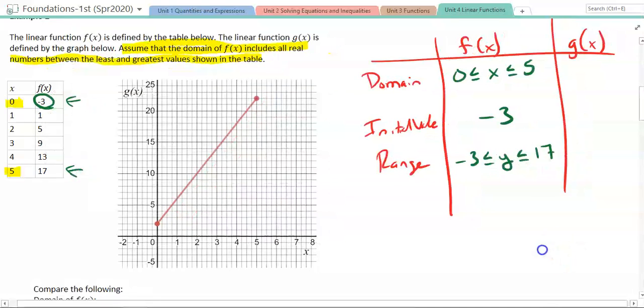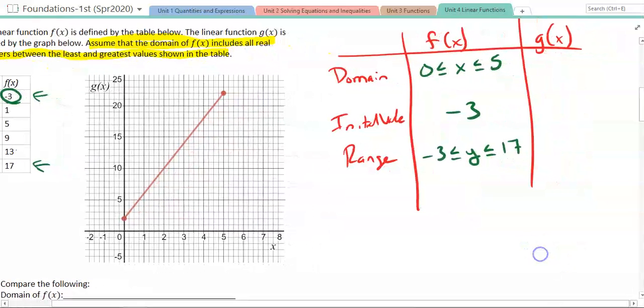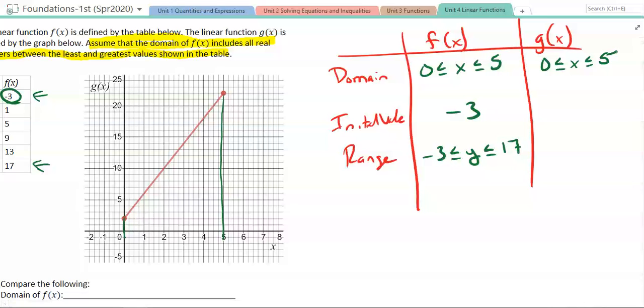All right. Now let's talk about the graph. The graph domain, remember, is our x. So where do we start and where do we end in x? Well, it's 0 less than or equal to x less than or equal to 5. So what we see is that these two functions have the same domain defined for them. They're both from 0 to 5.